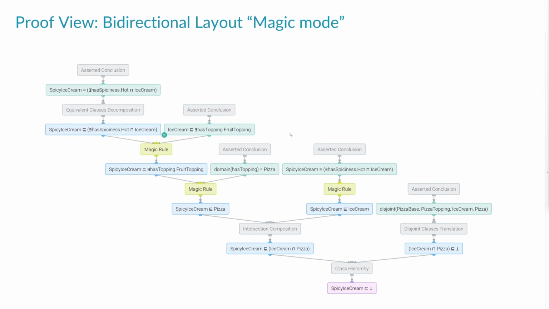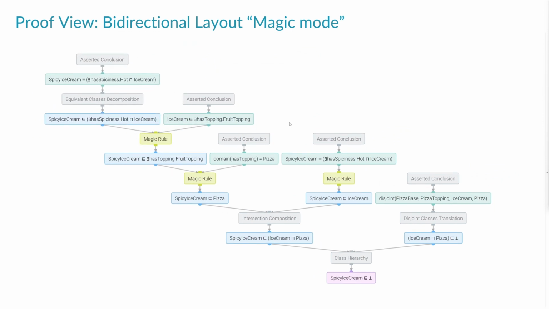The reason we call this a magic mode is Arthur C. Clarke's quote that magic is just science we don't understand yet, though in our case, the magic is simply science that we don't show yet. But okay, that's it for the proof view. Let's now talk about the ontology view.